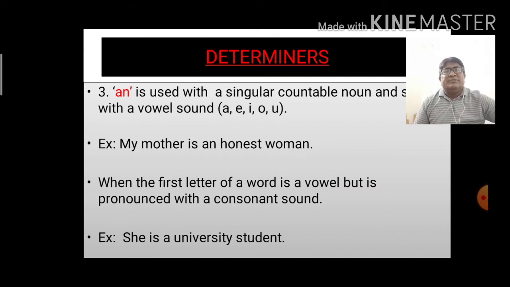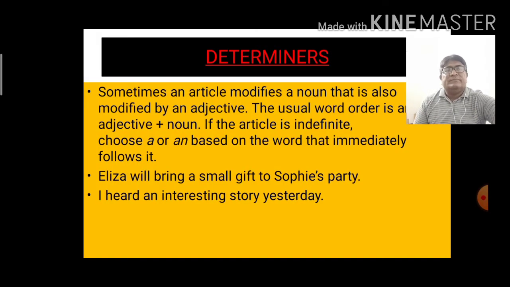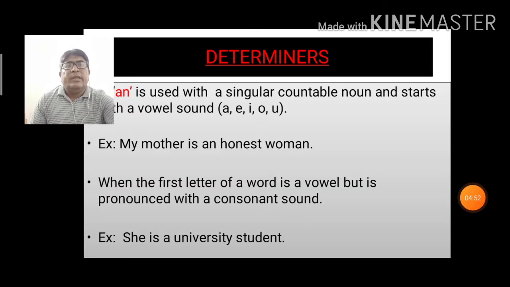An is used with a singular count noun and with a vowel sound, and there are 5 vowels in English. They are A, E, I, O, U. Okay, there are 5 vowels in English: A, E, I, O and U. So when the noun's first letter is a vowel, then we have to use the article an. For example, my mother is an honest woman.